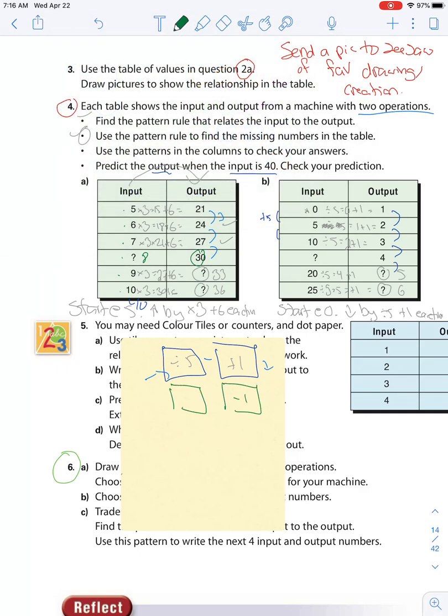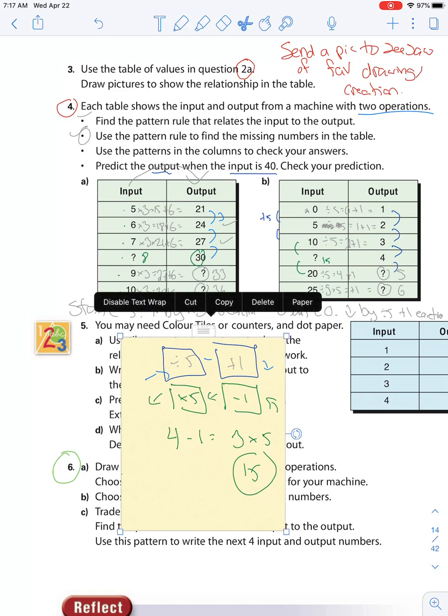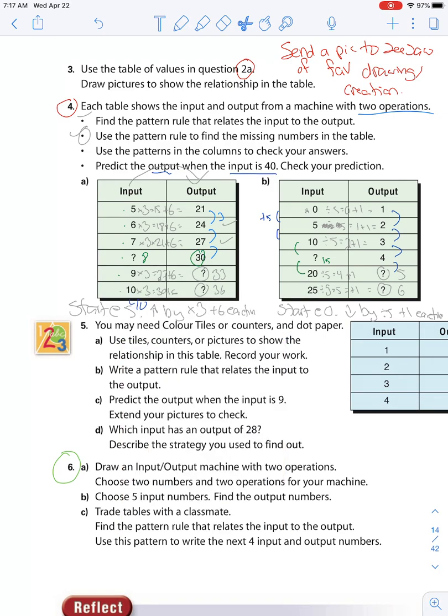So minus 1 and then multiply by 5 when we're going from right to left. So we're going to do 4 minus 1 is 3. 3 times 5 is 15. There you go. That makes sense in our pattern as well. Okay, good stuff. Excellent. So there we go.